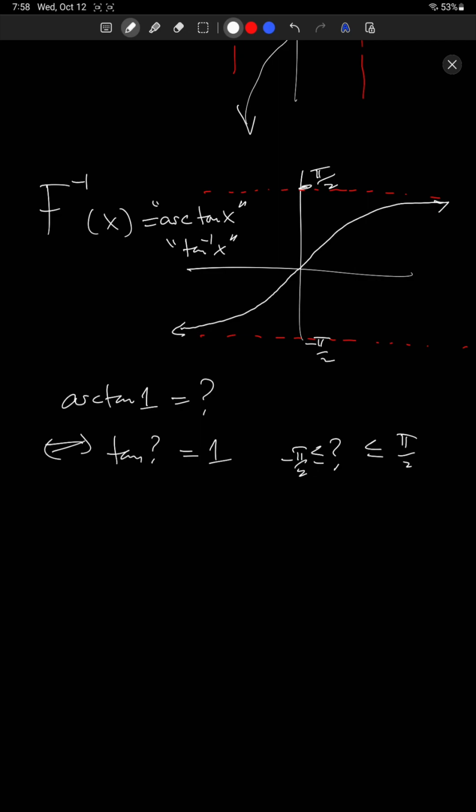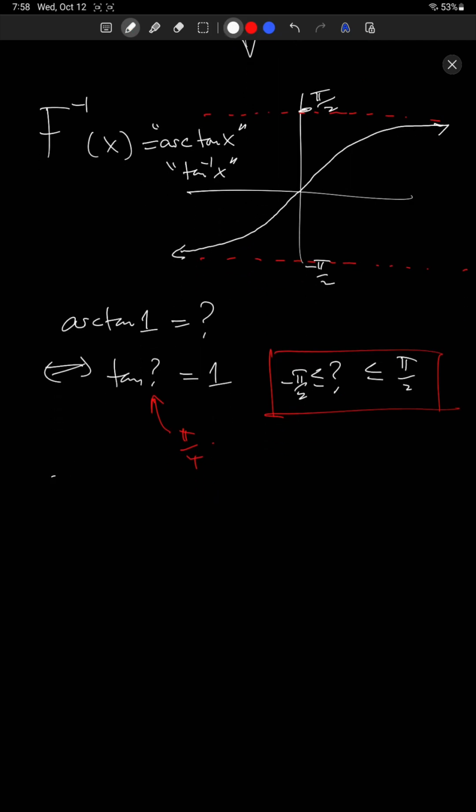But luckily enough for us, we usually have memorized the values that are actually between those two guys. And so this what is going to be pi over 4, because sine pi over 4 is the same as cosine pi over 4, and so tangent pi over 4 should be 1. So arctangent of 1 should be pi over 4. And again, it should frequently be thought of as an angle.